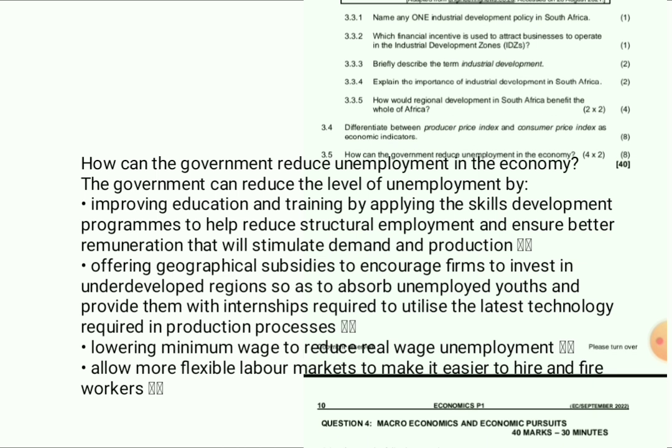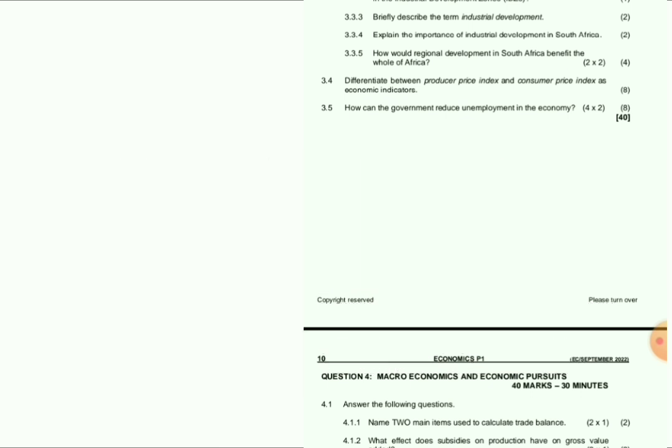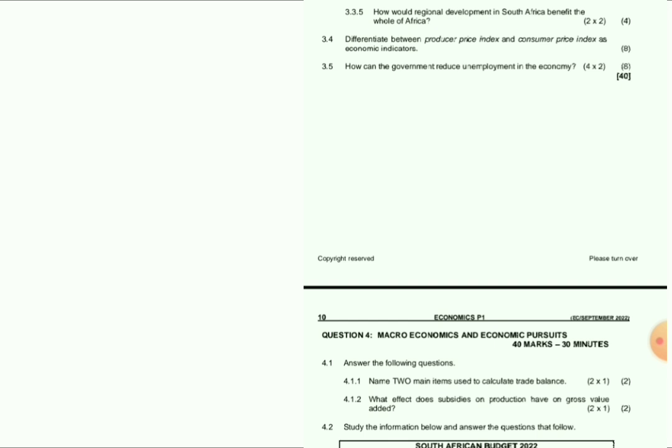The government can reduce level of unemployment by improving education and training, by applying the skills development programs to help reduce structural unemployment and ensure better remuneration that will stimulate demand and production. Lowering minimum wage to reduce real wage unemployment. Providing employment through EPWP. Allow more flexible labor markets to make it easier to hire and fire workers. And also, using government policies that will increase aggregate demand, such as decreasing interest rates, tax cuts, and increasing government spending.